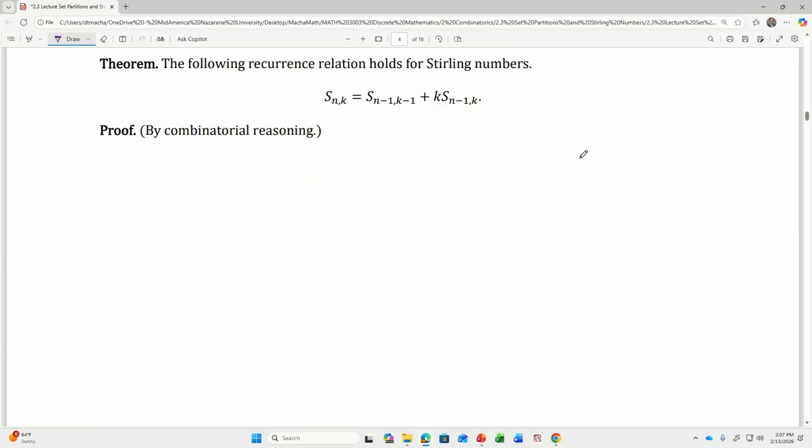So we have a recurrence relation for Stirling numbers. And I mean, you can see how one Stirling number relates to 2 other Stirling numbers with slightly smaller sets and numbers of blocks and whatnot. We say that S(n,k) is equal to the Stirling number S(n-1,k-1), so a smaller set partitioned into fewer blocks, plus k times the Stirling number S(n-1,k). So a smaller set partitioned in the same number of blocks, also times k.